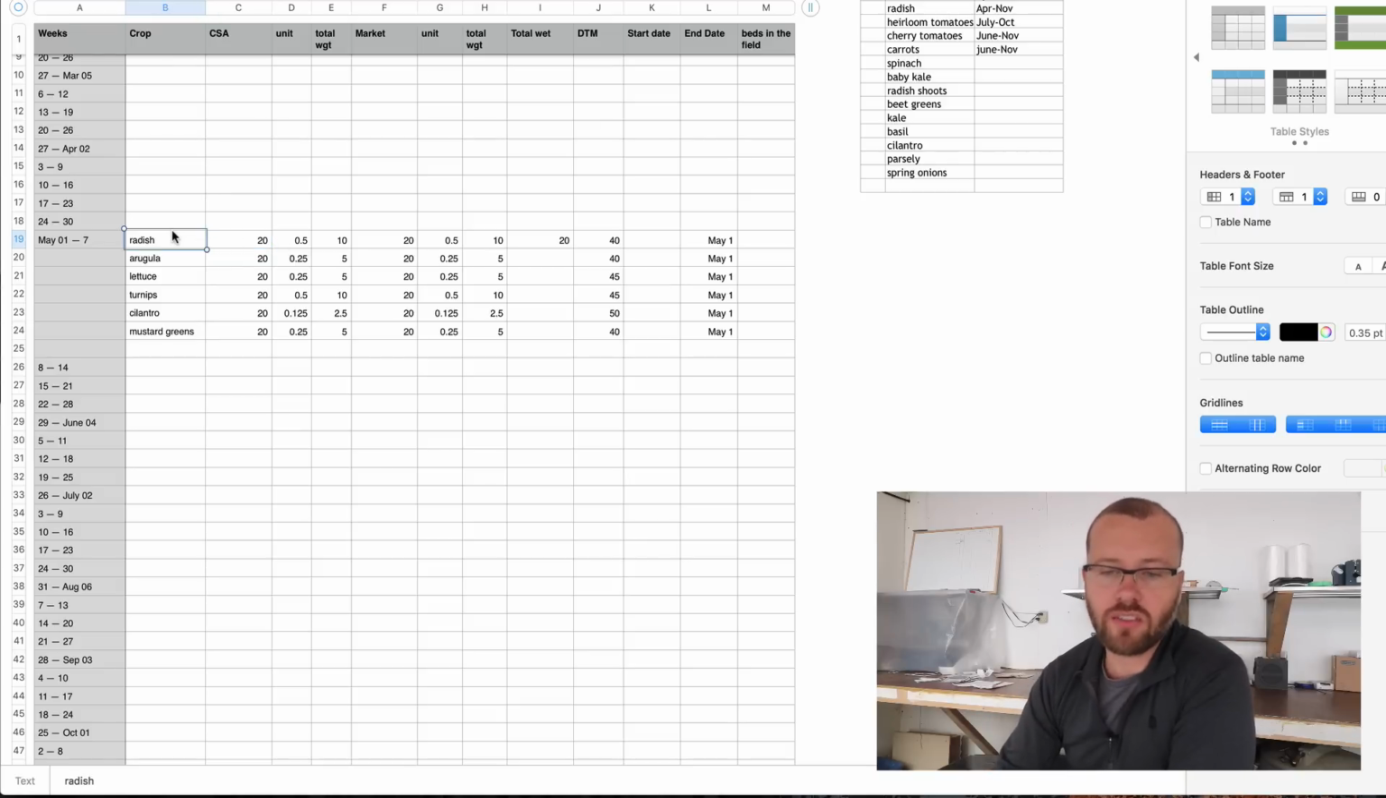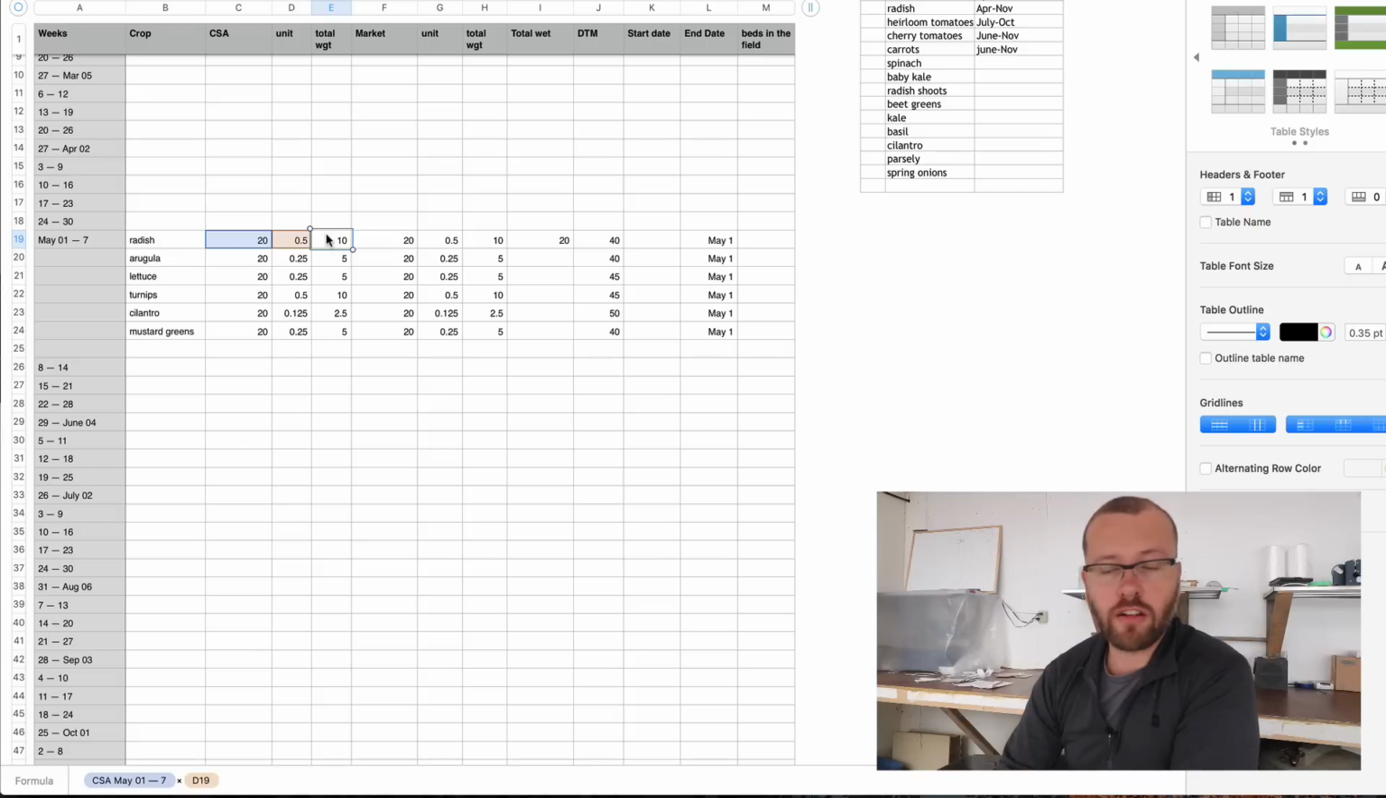And so if that's the case, we can say, okay, we've got 20 members, we'll have 20 bunches of radishes, 20 bags of arugula, 20 bags of lettuce, 20 bags of turnips, and so on and so forth. Each of these items will have the weight that you would want to put them at. So my radishes weigh half a pound each without greens. The bags of arugula and lettuce weigh a quarter pound, and so on and so forth. Cilantro bunches weigh 2 ounces.